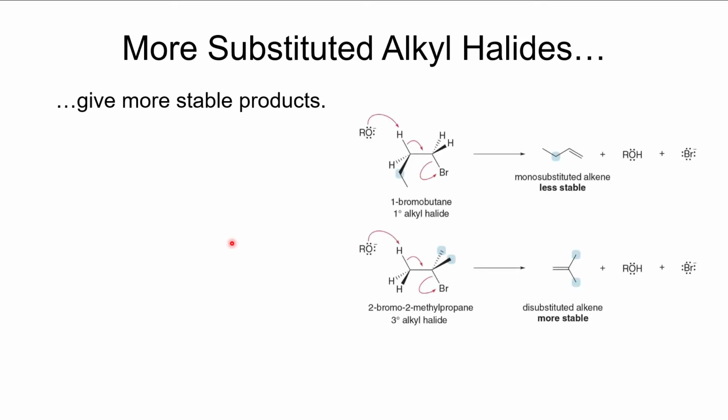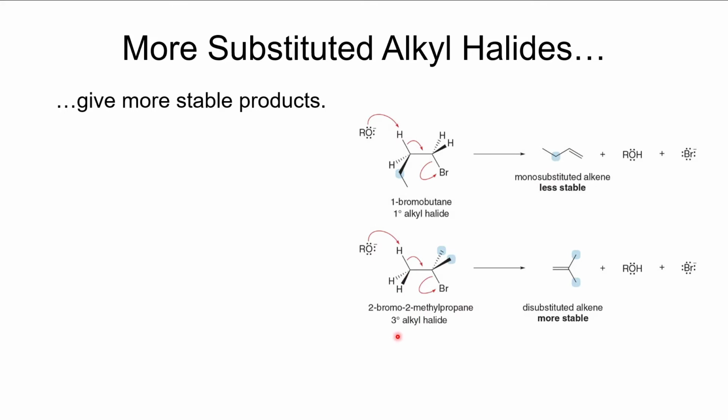So more stable alkyl halides give more stable products. Here up on the top, we've got a primary alkyl halide. And when we eliminate that primary alkyl halide, we end up with a monosubstituted alkene. And that certainly is possible, but it's not going to be as fast as we would see with this reaction.